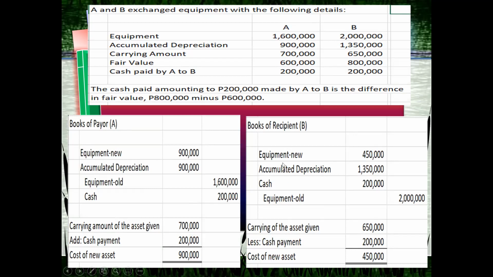Yun din, no? Tanggalin lang natin lahat ng mga accounts na related to this particular asset na to be derecognized. So nag-debit tayo ng cash for the cash that na-receive niya. And then credit equipment old for the amount which is 2 million.